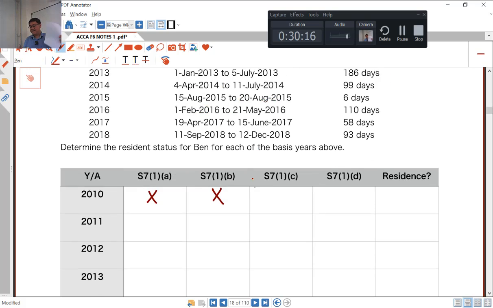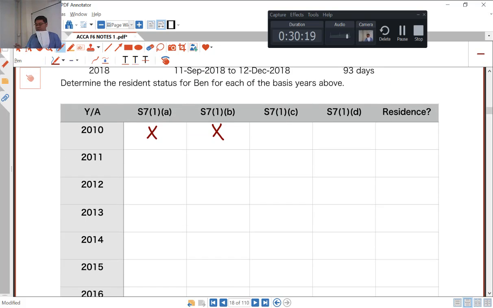Now, of course, this is the first year. You know, in the first year, you have no way of using 1C and 1D, right? Now, that will make him a non-resident, okay? It's quite easy. So this is just a test whether you recall back 71A to 71D. Now, I'm going to give you a couple of minutes to try. Then we'll discuss the answer, okay? You try first. And I'll pause the video.